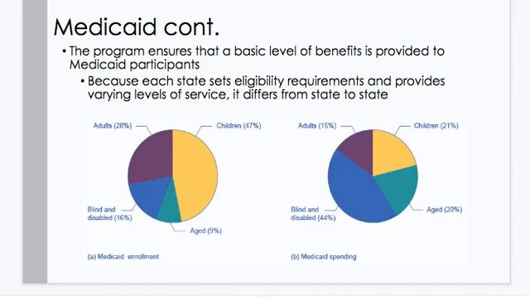Continuing along, the program ensures that a basic level of benefits is provided to Medicaid participants. Because each state sets eligibility requirements and provides varying levels of service, it differs from state to state. And here you can see Medicaid enrollment versus Medicaid spending and the different kinds.